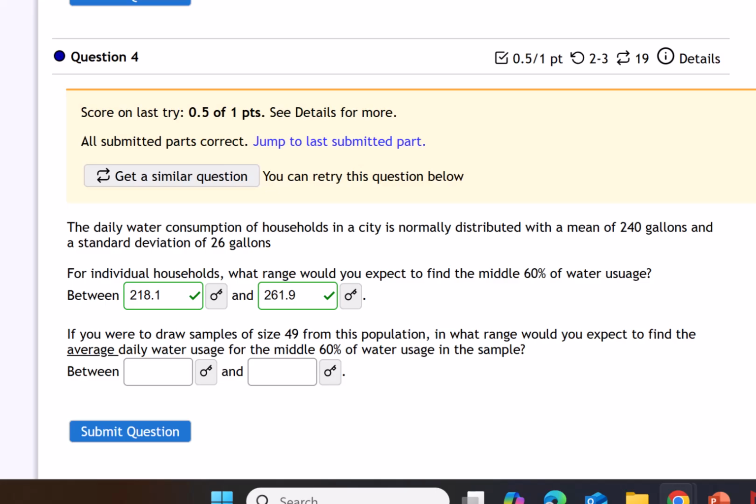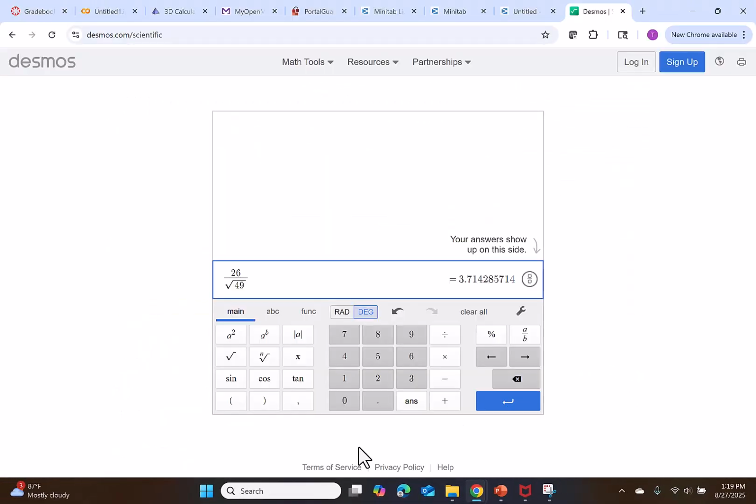For the central limit theorem, we still use 240 as our mean. But instead of using 26 as our standard deviation, we need to use the standard error of the mean, which is 26 over the square root of the sample size. In this case, 26 over the square root of 49 gives us 3.7142857114. Let's use 3.714 when we go to Minitab for our standard error of the mean.